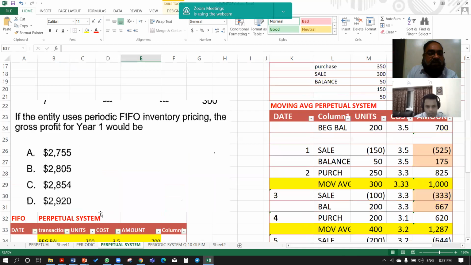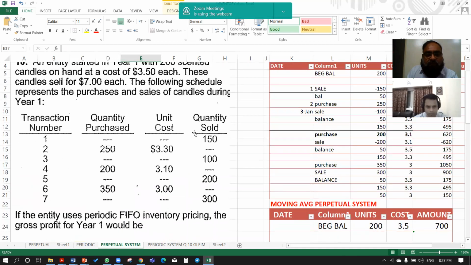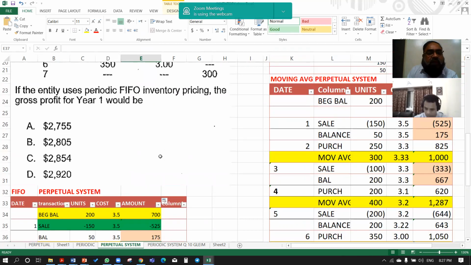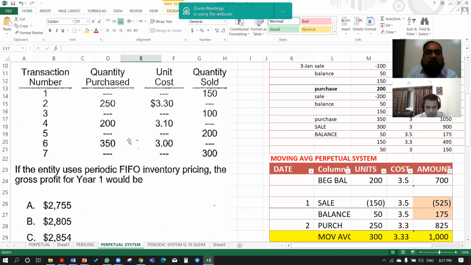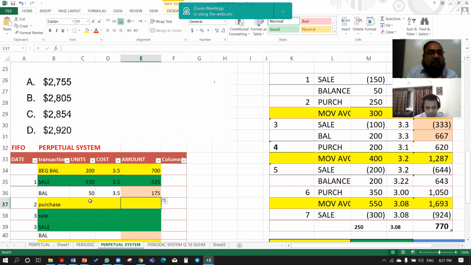175 is there. Next, go to the next transaction. The number one we have done. Now we come to the number two. 250 units are bought at 3.3, right? We have a balance already. Now 250 units at 3.3. We can say next purchasing is done, 250 units at 3.3.